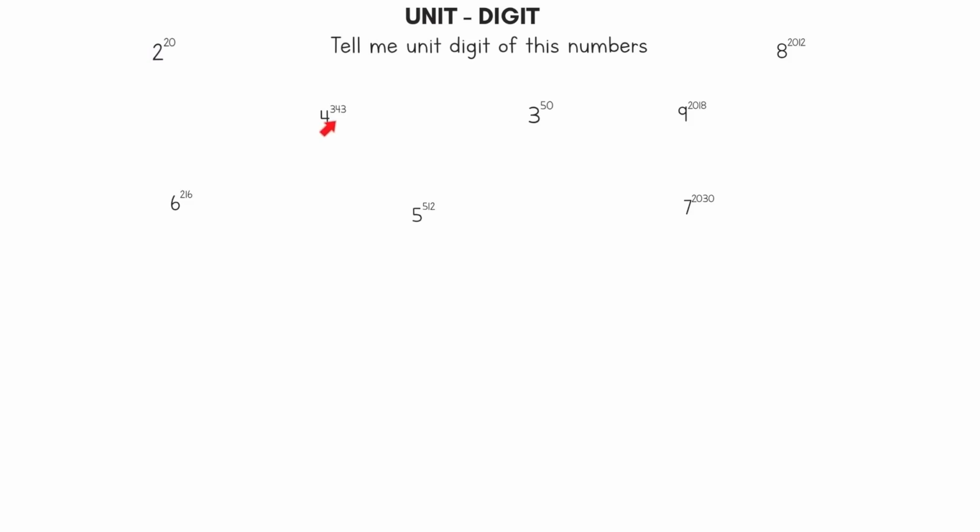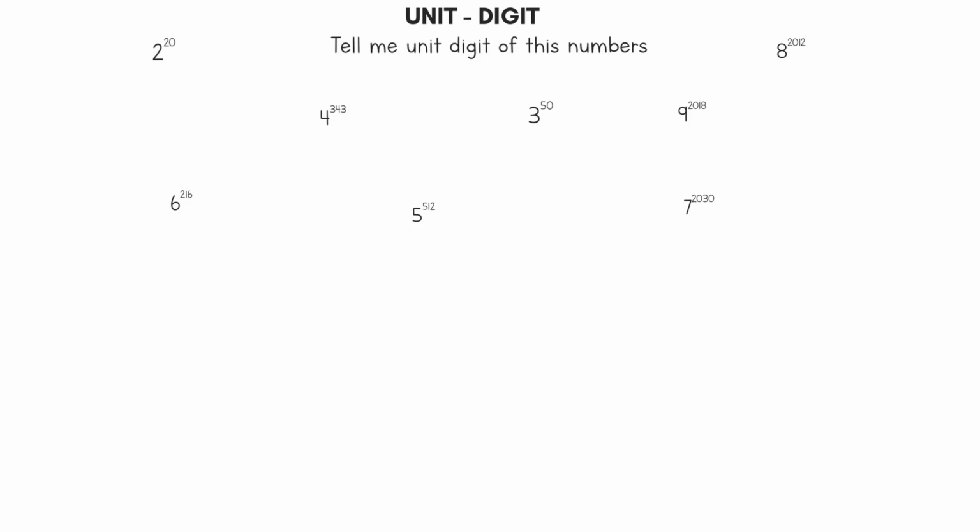What will be 4 raised to 343, very big number. 6 raised to 216, very big number. I'm not asking you the entire number, just the unit digit of that number. Okay, so how will you find this out? You don't need to find the entire number, only the last digit. So what is the process to find the last digit? Okay, so let's take one problem at a time.